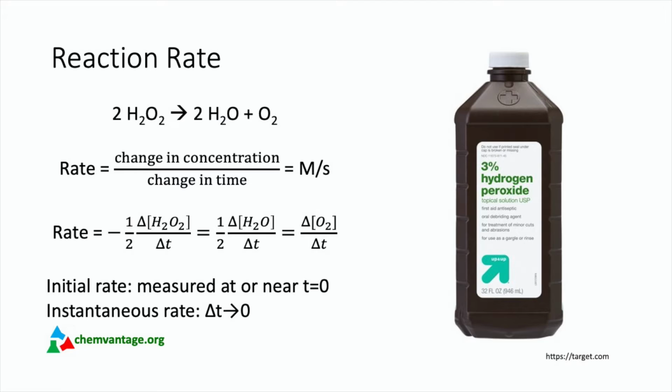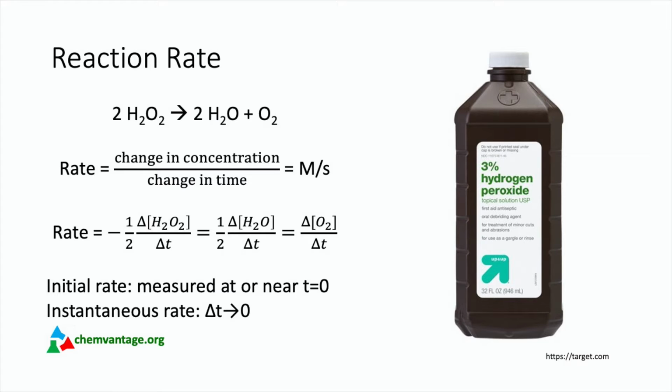Therefore, we must divide the measured rates by the respective stoichiometric coefficients to get a consistent definition of the reaction rate. Note that when we measure the disappearance of reactants, we include a negative sign to ensure that all reaction rates are positive numbers. The initial rate is measured at or near the start of a reaction when the concentrations are known, and the instantaneous rate is measured by using extremely small time increments, although this can introduce large uncertainties in the measurements.